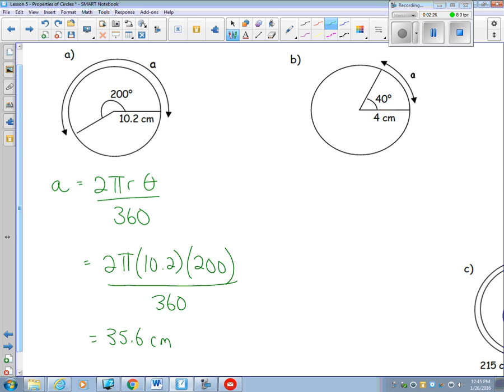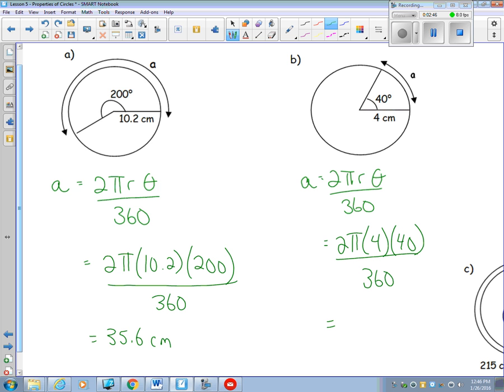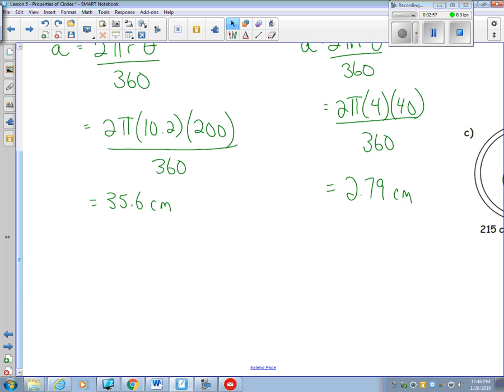In part B here, you guys can give it a try. Pause the video if you want to, or keep watching if you're not quite sure yet. We're using the same equation, so 2 pi r theta out of 360. In this case, the radius will be 4, the angle would be 40, and we still have the 360 on the bottom. On our calculator, we'll end up with 2.79 centimeters for the second one. Let's try the third one here. I'm just going to drag it down to the bottom.